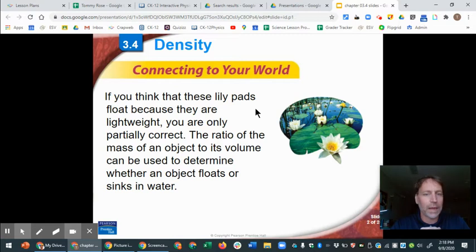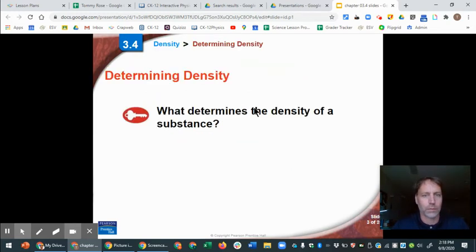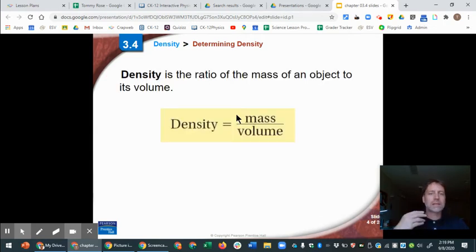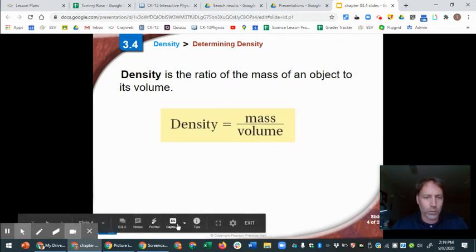So a lily pad floats on the surface because it has a large volume for its mass. So it is lighter than water, so it floats on water. If it is denser than water, it'll sink. All right, so what determines the density of any substance? So let's talk about that. It is the mass divided by volume, or the ratio. One way to think of it is calling this a ratio of the mass divided by the volume.